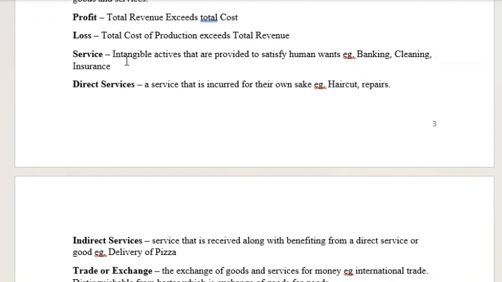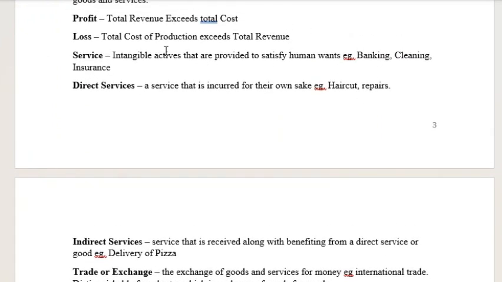Services, these are the intangible activities that are provided by humans. Example, banking, cleaning, insurance. So humans provide services. This could be in the form of internet services. It could be in a lot of services. These are intangible activities, meaning that you cannot touch it. Tangible meaning that you could touch it, you could interact with it. Intangible meaning that you cannot really interact with it.